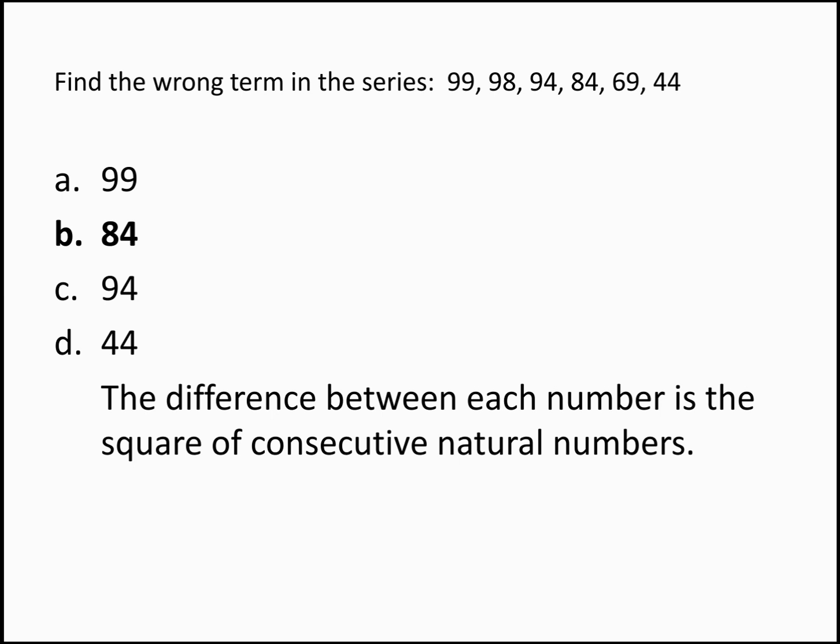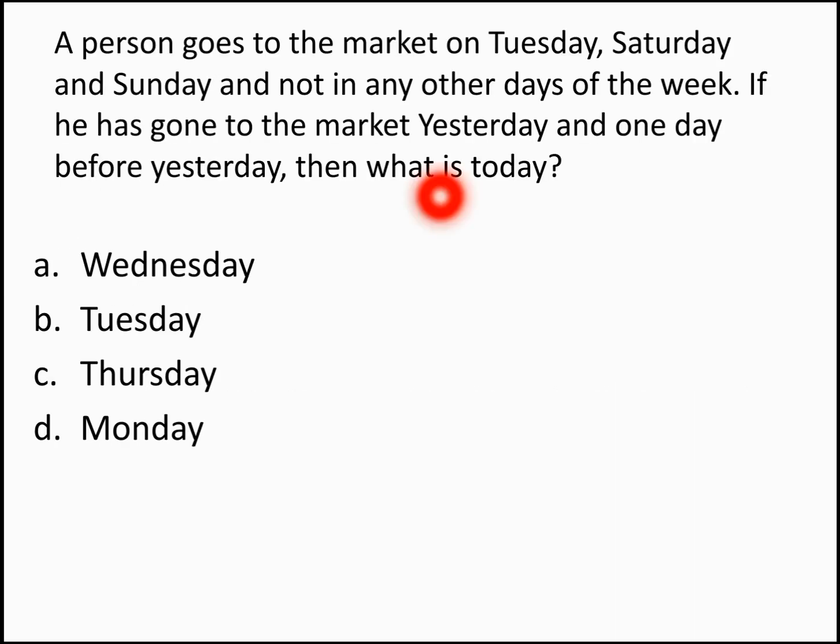Your next question. A person goes to the market on Tuesday, Saturday and Sunday and not on any other days of the week. If he has gone to the market yesterday and one day before yesterday, then what is today? If he has gone to the market yesterday, then the day should be either Wednesday, Sunday or Monday. Right? You have got only 3 options, so you can easily rule out your option B and C. So yesterday is done, and for one day before yesterday, the only option that is left is option A, Wednesday.